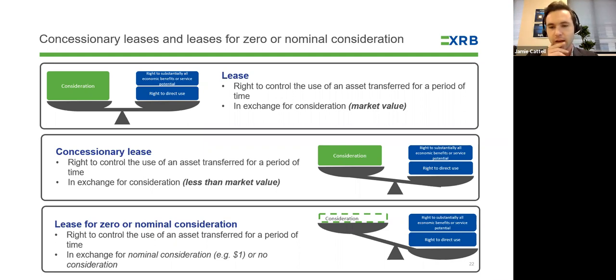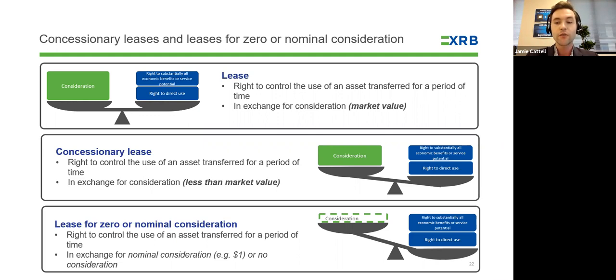You'll note that next to that, I've put in brackets there that market value is sort of implied there. And that's really me saying that that is implied. It's not explicitly stated in the ED, but I think it is a useful concept to use when looking at concessionary leases or leases for zero or nominal consideration, because what is the difference between a concessionary lease and a standard lease? The most obvious is the amount of consideration that is being transferred. The full rights to use the asset and extract the economic benefits are being transferred for a period of time, but the amount of consideration is often less than the market value of the rights that are being transferred.